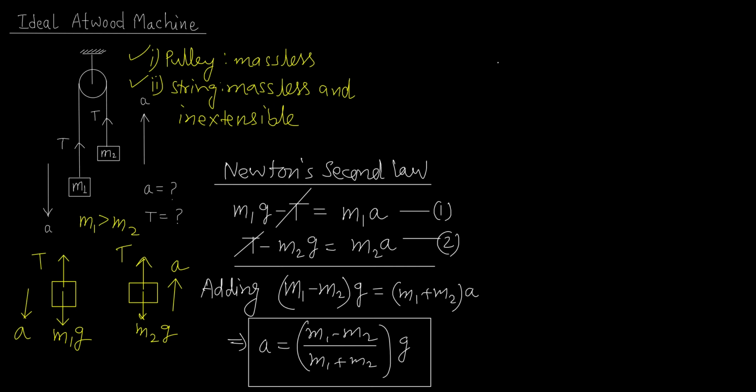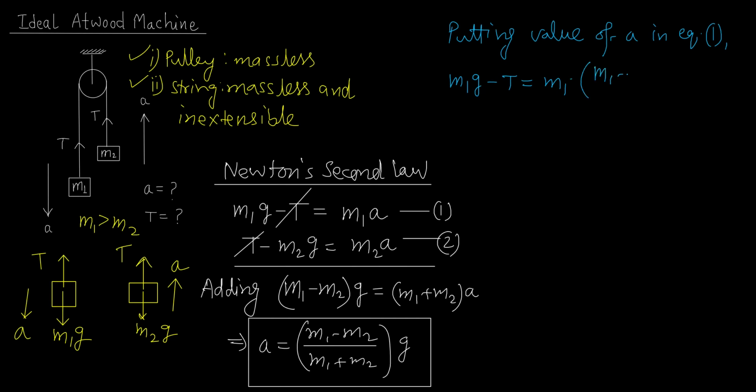Okay, so now the next thing is to find the tension force. Now we can put this value of acceleration in any of the equations, putting the value of a in equation 1. So if you put the value of a in equation 1, what will you get? m1g minus T is equal to m1 times this value of a, which is m1 minus m2 upon m1 plus m2 into g. And from here we can write T is equal to m1g, and minus this whole right hand term will come on the left hand side.